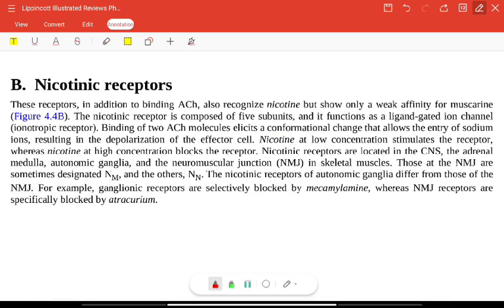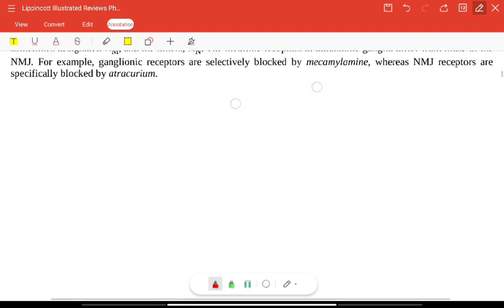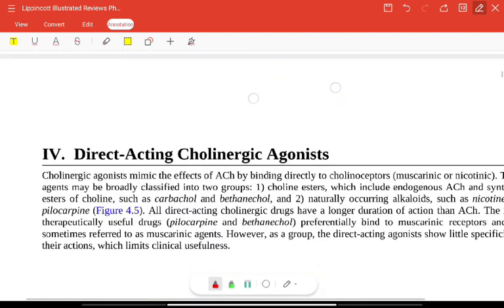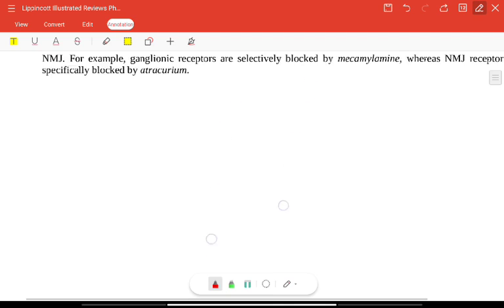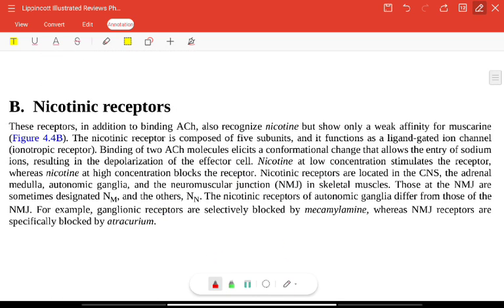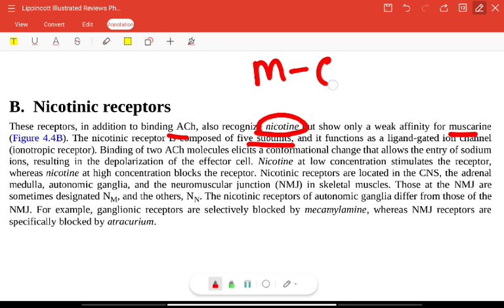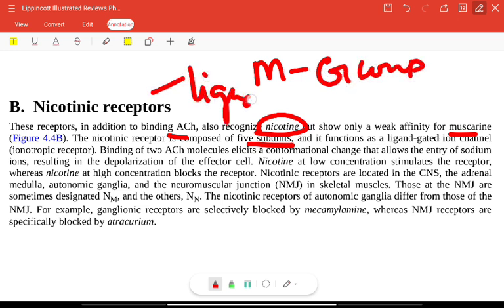Next receptors are nicotinic receptors. Now here the mechanism of action, the diagram is not here, but we will see. Nicotinic receptors bind to nicotine with high affinity, also bind to acetylcholine, and have a weak affinity for muscarine. Nicotinic receptors have 5 subunits, and while muscarinic was a G coupled protein receptor, this is a ligand gated ion channel.